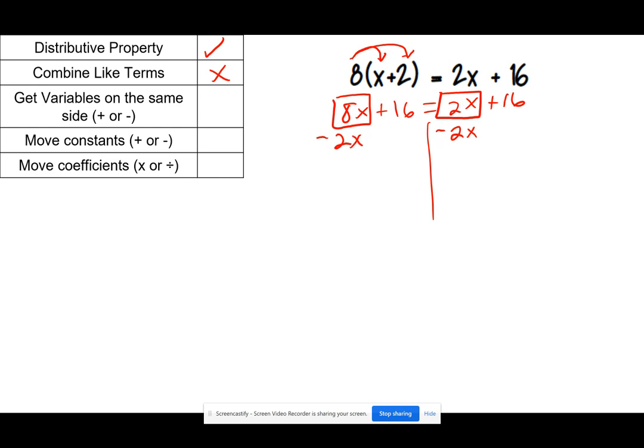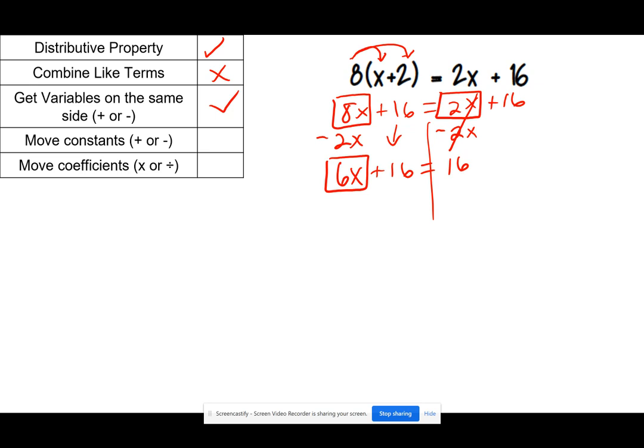Okay, and remember, you can only subtract from its like terms. So 8x minus 2x is 6x. And this plus 16 can just come down because we haven't touched that yet. Now 2x minus 2x is 0, so we can cross it out, and we still have 16 on the right-hand side. So now my variable is all on the left-hand side. So the variable is ready to go.